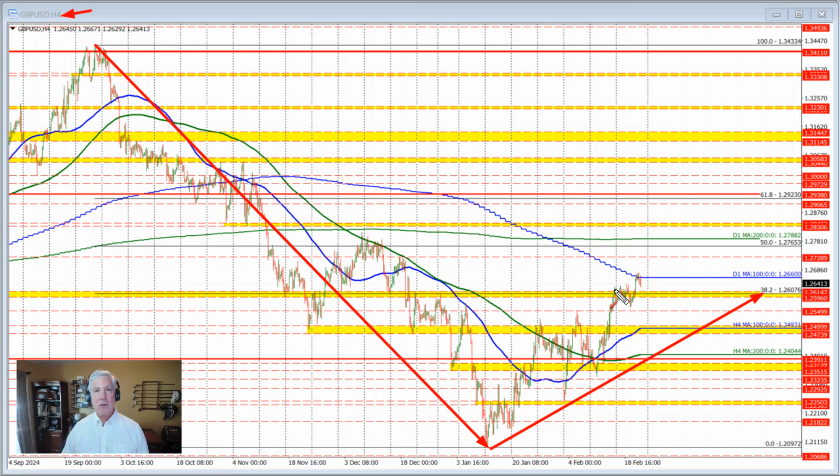That's of the move down from this high going back to September to the low price that we saw in January. 38.2 came in at 1.2607. And as you can see in trading at the end of last week, we moved above that level, then rotated to the downside into the close. And trading the first few days of the trading week, we traded above and below that 38.2% retracement.